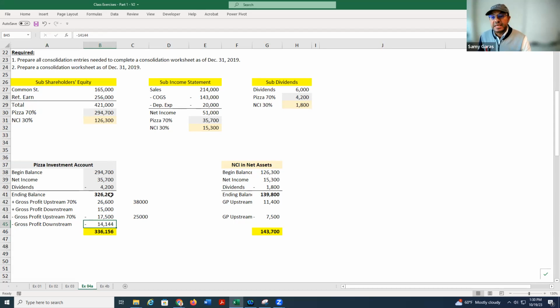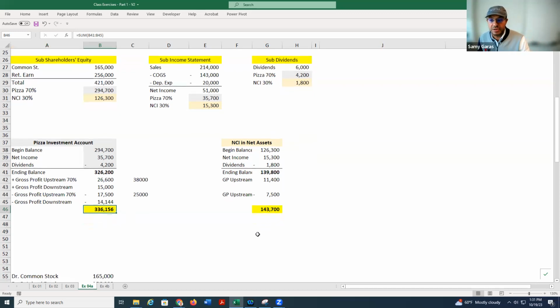And then we add the beginning balance of investment plus upstream and downstream unrealized gain, minus upstream and downstream unrealized gain for the end of this year, which will give us the investment account at the end of the year, which I will take to the consolidating entry. And the same thing we do here for the NCI.